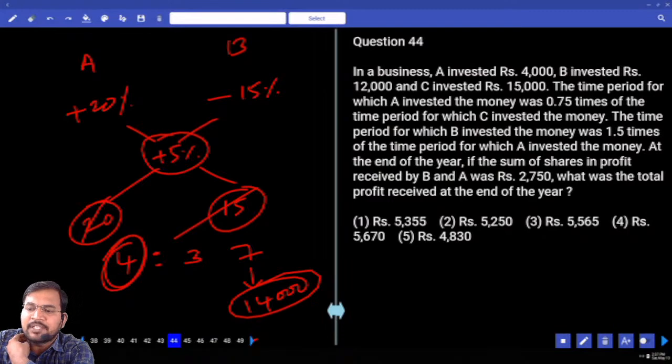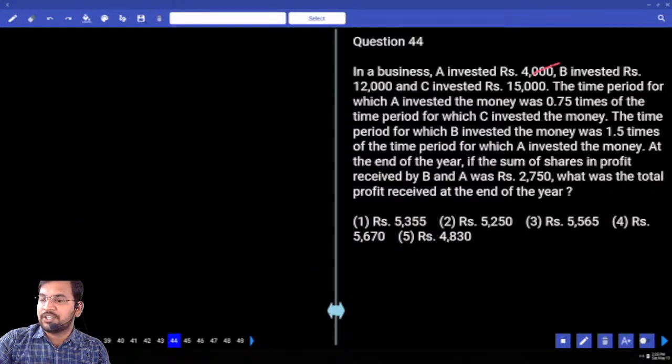In a business, A invested 4,000, B invested 12,000, C invested 15,000. The time period for which A invested the money was 0.75 times of the time period for which C invested the money. The time period for B invested the money was 1.5 times the time period for A invested. At the end of the year, the sum of the share in profit received by B and A was 2750. What was the total profit received at the end of the year? So remove 3 zeros from everywhere. All of you clear, na?